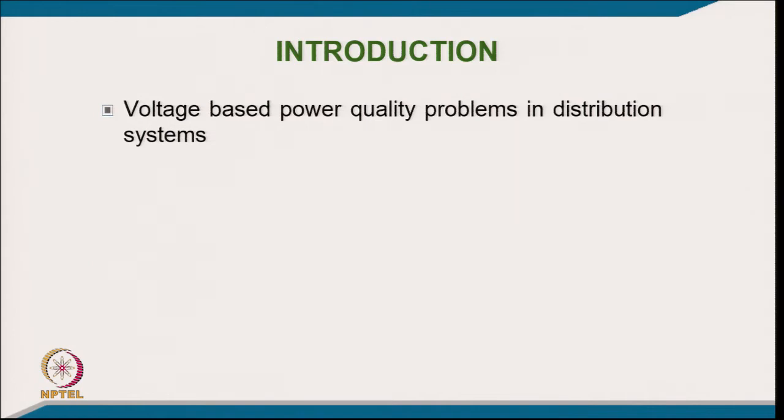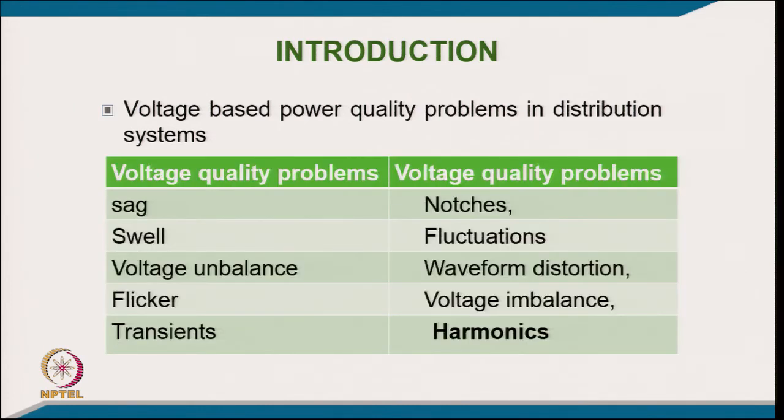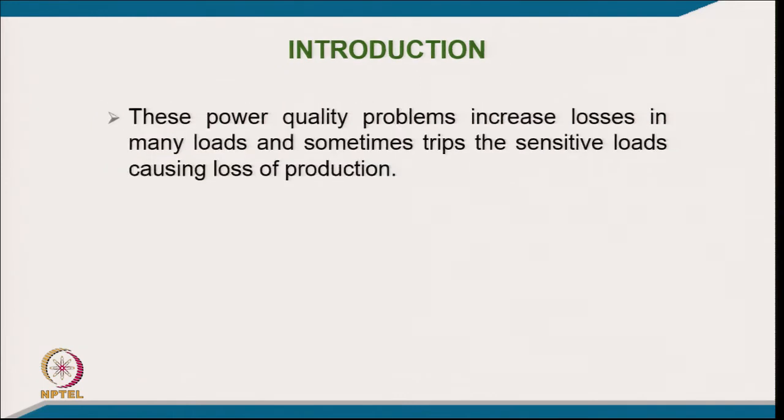Well, coming to introduce the series active power filter, the voltage-based power quality problems in distribution systems are voltage sag, voltage swell, voltage unbalance, voltage flicker, voltage transients, voltage notches, voltage fluctuations, voltage waveform distortion, voltage imbalance and voltage harmonics. So, to mitigate that, normally we use the series active filter.